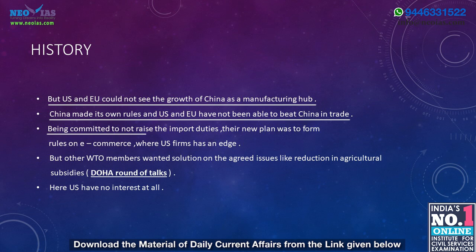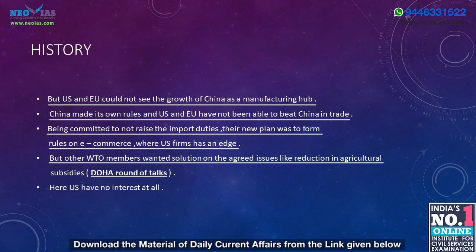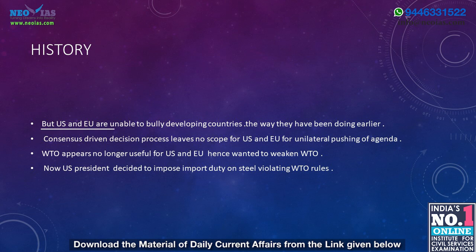Being committed not to raise import duties, their new plan was to form rules on e-commerce, where US firms have an edge. But on the other hand, other members of the WTO wanted a solution on the already agreed issues, like reduction in agricultural subsidies, rather than introducing new issues. But the US had no interest in these issues at all. And unable to bully the developing countries the way it had done earlier, the US was left with no hope.